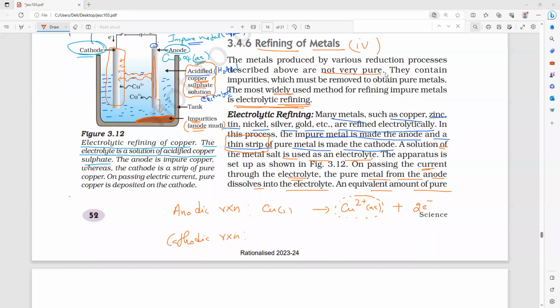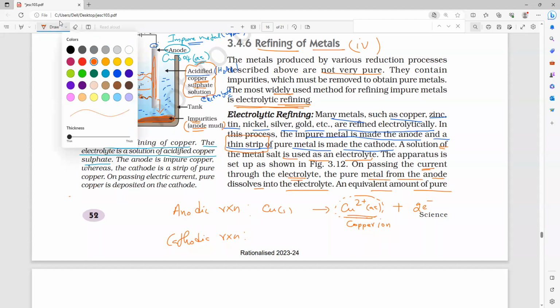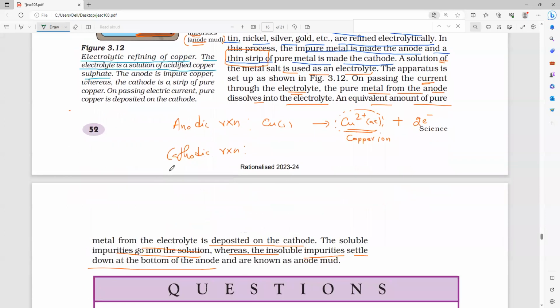So these are copper ions. At the anode, this reaction will take place. Now you notice it, everybody. The copper ions are moving towards the what? Cathode. And the cathode is connected to the what? Negative charge or positive charge of the battery? Negative charge. Means it is electrons.